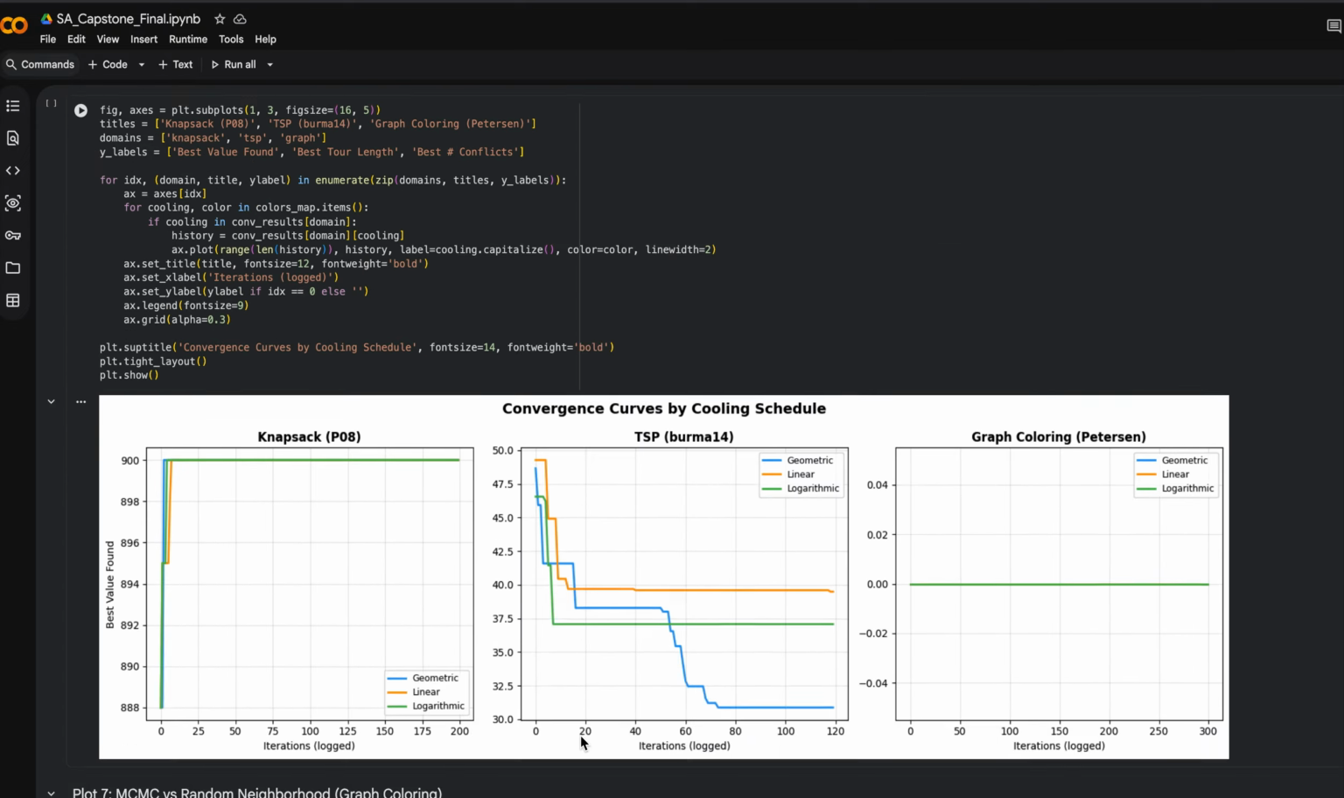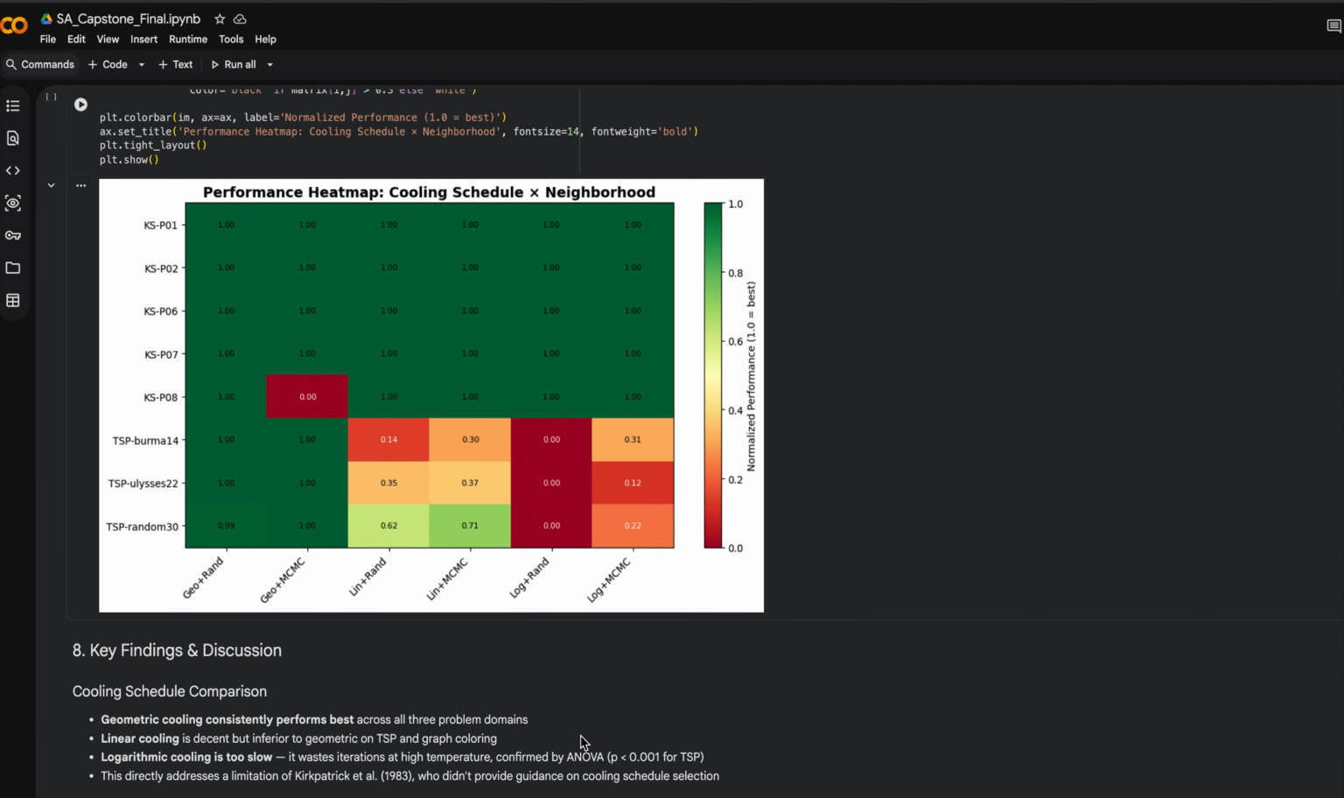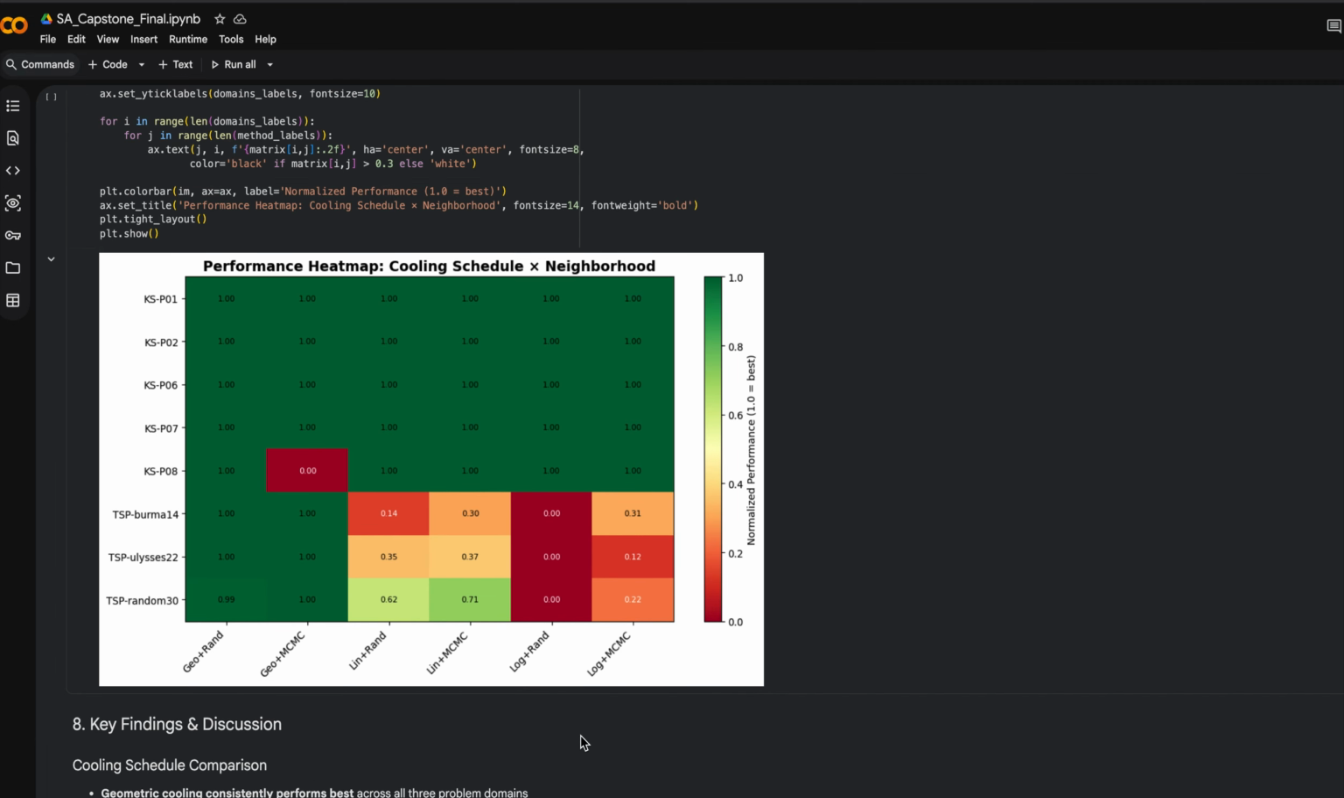So I'm also going to show the knapsack. So okay, let me just go to the heat map really quick. The heat map summary, again, basically green is good, red is bad. Geometric columns, solid green everywhere, and the log random deep red on all the TSP.